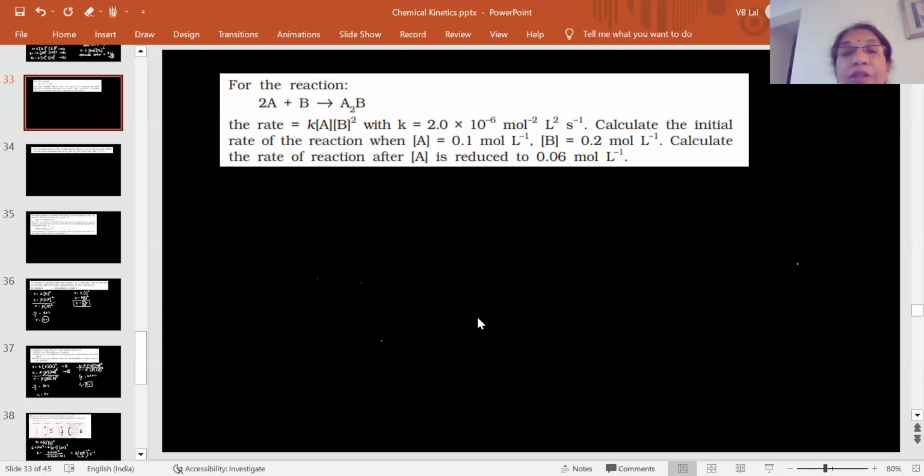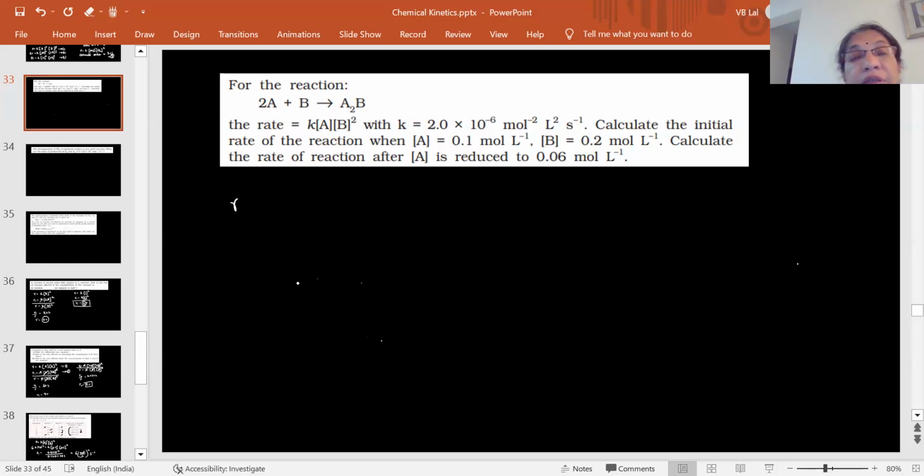Everything is put together. For a reaction 2A plus B giving A2B, the rate law is K into A into B squared. The value of K is given. Calculate the initial rate of reaction when A is 0.1 moles per liter and B is 0.2 moles per liter. So I have to calculate the rate. What is the rate law?